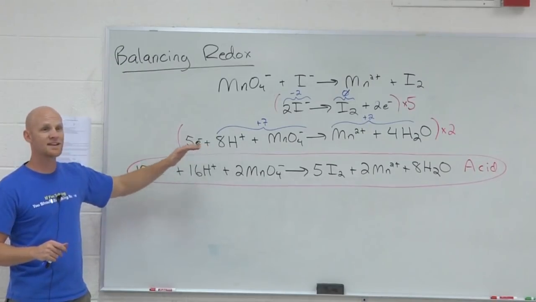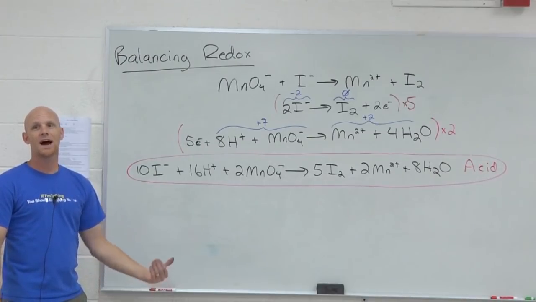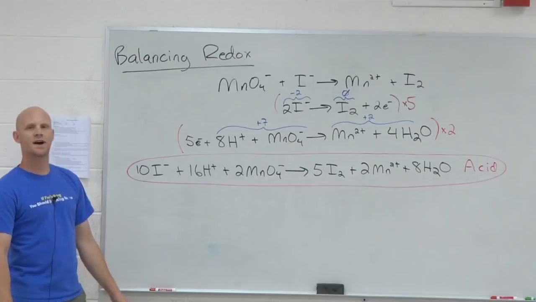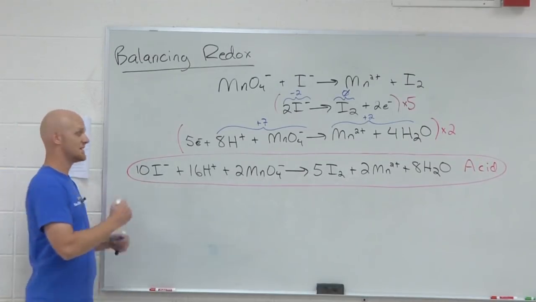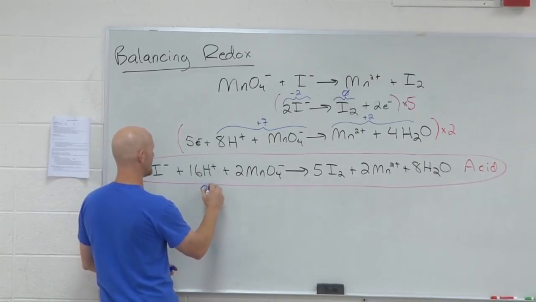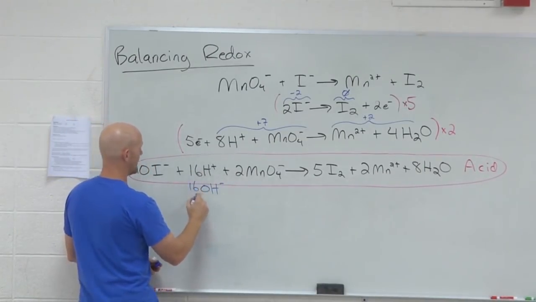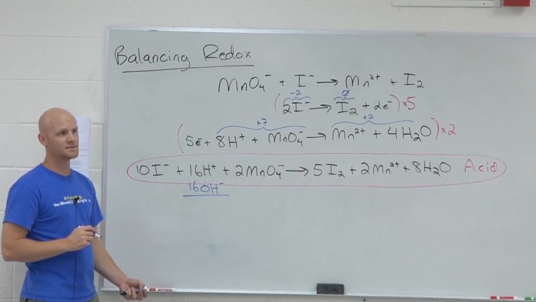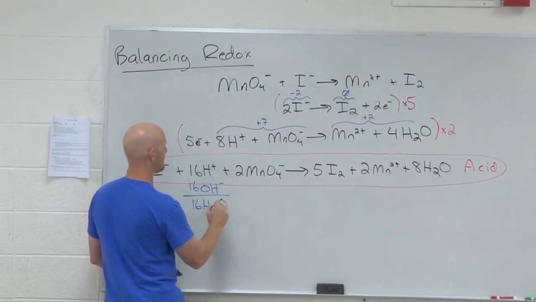So in this case, if you're balancing in acid, we'd be done. But if you're going to balance in base, you've got one more step to do. In a highly basic solution, you'd have a lot of hydroxide. And what would the hydroxide love to neutralize? The H pluses. How many hydroxides do I need to add to neutralize all of those? 16 of them. And when I do that, what is it going to form? Water. How many? 16.